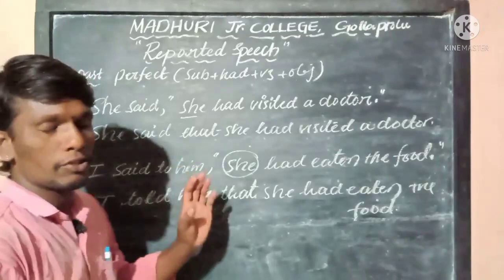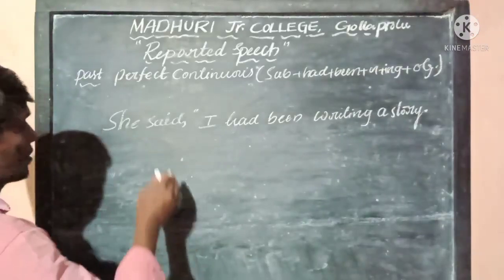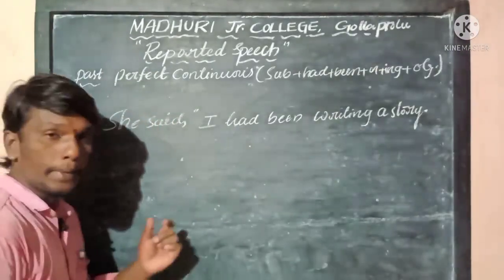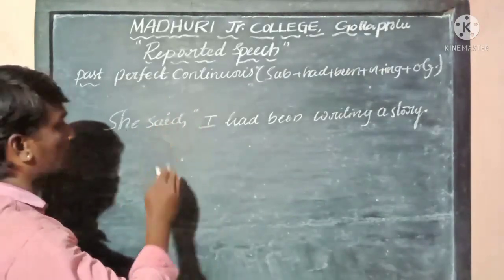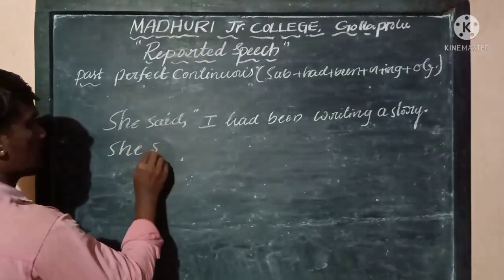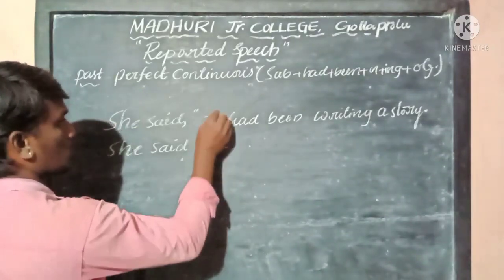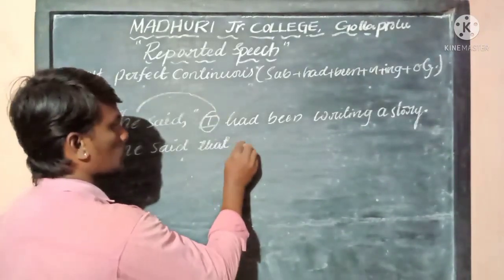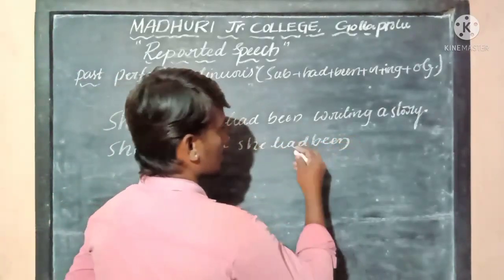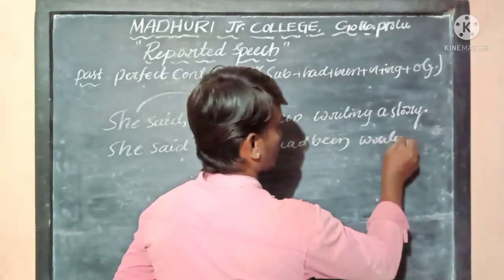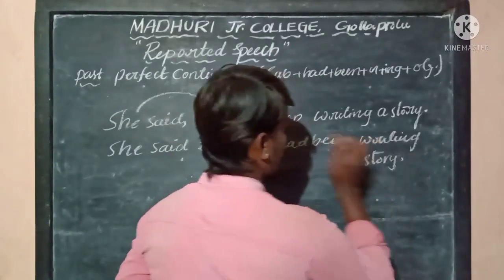Now let us find past perfect continuous tense. Okay. Now past perfect continuous tense. See here, I have written one example for past perfect continuous tense, and past perfect continuous tense can also not be changed into any other tense. So here see, she said, what is the conjunction here? That. She said that, what does I refer to? I refers to she. So that here, she had been writing a story. Okay, now this is also very easy.